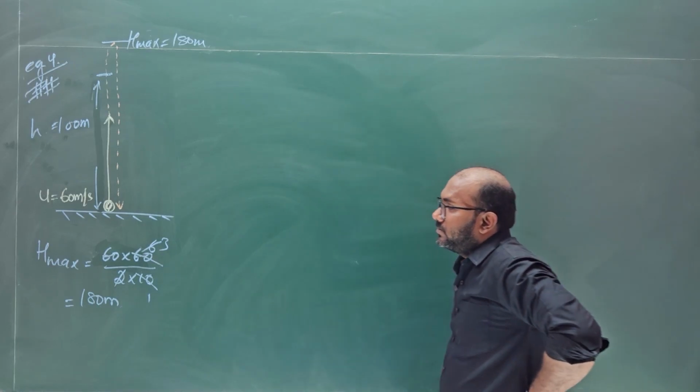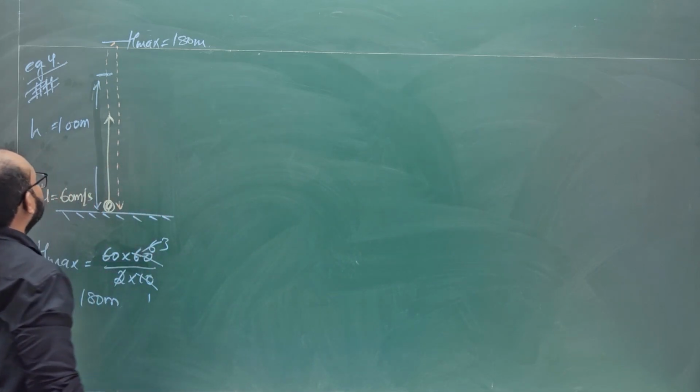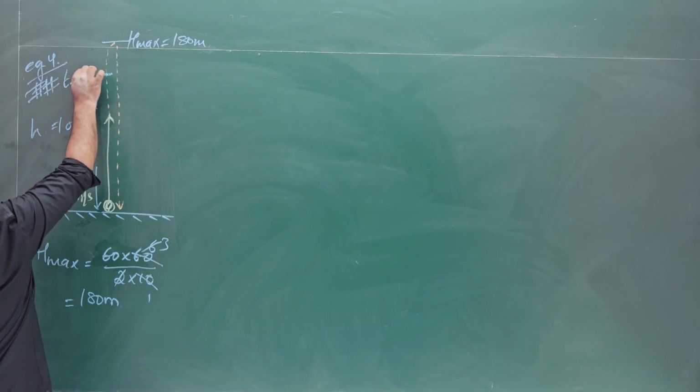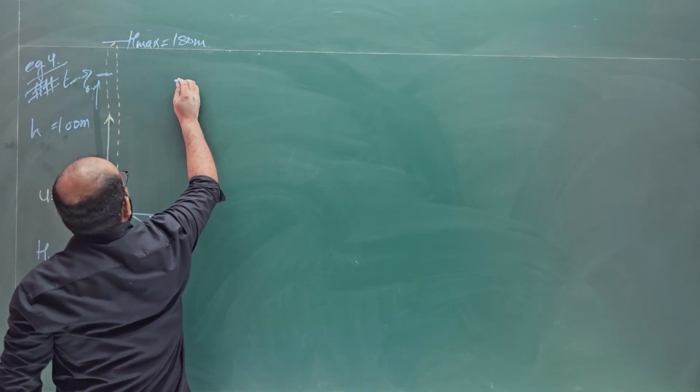Now, full stop and just listen to me. First thing, what are the things given? Can I say displacement is given from here to here? H is given. U is given. We need to calculate what? Time. Do we have any formula to calculate time? 2U by G. U is there. Time period will provide you either time of ascent or time of descent or time of flight. But we need to calculate the time at this point. That means we cannot apply any such equation.